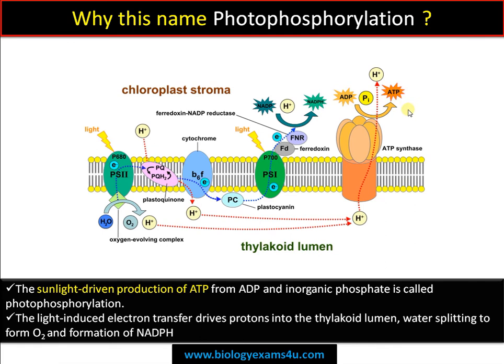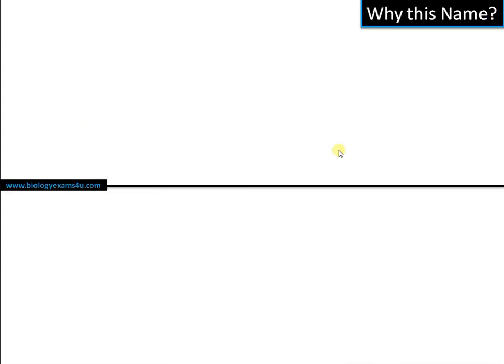In summary, in light-dependent reaction, the energy of sunlight is trapped by the photosystems and that is converted to chemical energy in the form of ATP and NADPH, and that is utilized to convert carbon dioxide to carbohydrate in light independent reaction or dark reaction. Hope things are clear. Now moving into the difference between cyclic and non-cyclic photophosphorylation. First of all, starting with why this name.